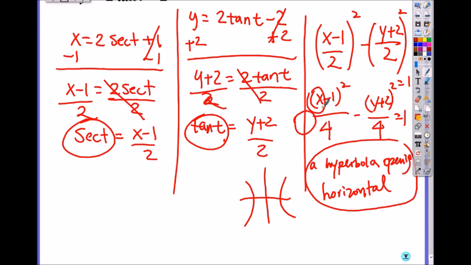If you have x first, it opens left and right. Because how I remember is, x looks something like this, right? Putting 2 hyperbolas together. So that's when you see x first. If you see y first, then you see like y, top of y looks like that. So hyperbola opens top and bottom, up and down.